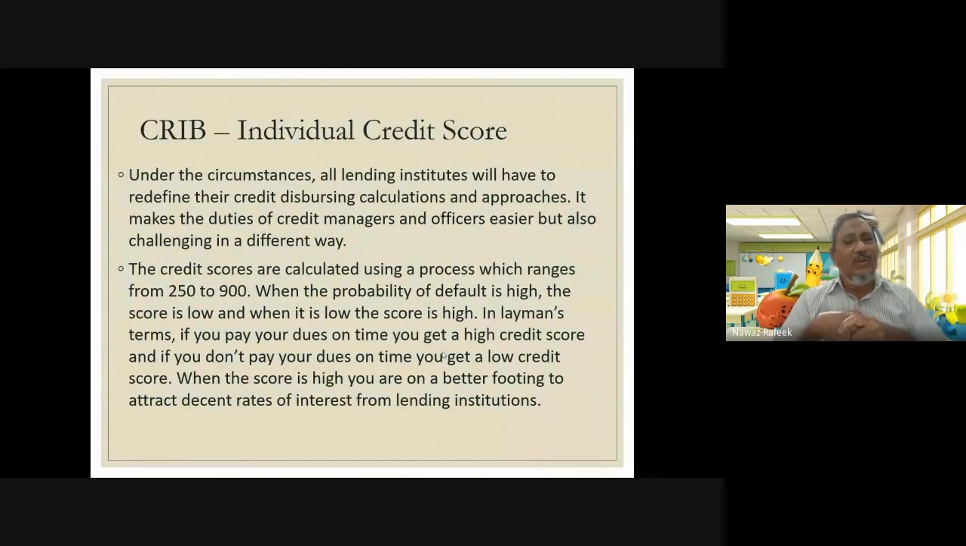The credit scores are calculated using a process which ranges from 150 to 900. When the probability of default is high, the score is low, and when it's low, the score is high. In layman's terms, if you pay your dues on time, you get a higher credit score. If you don't, you get a lower credit score. When the score is high, you are on better footing to attract a decent rate of interest from lending institutions. So it is expected to link the interest rate to the rating.